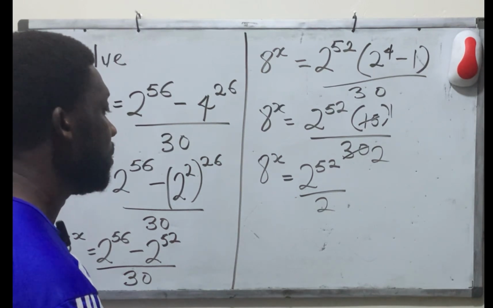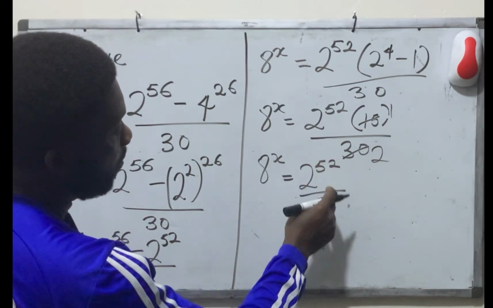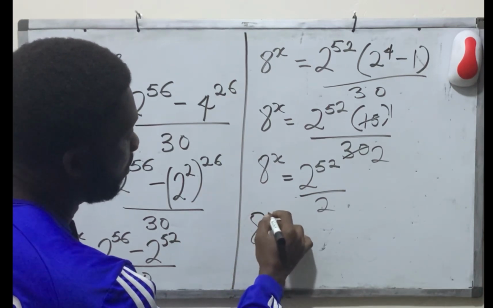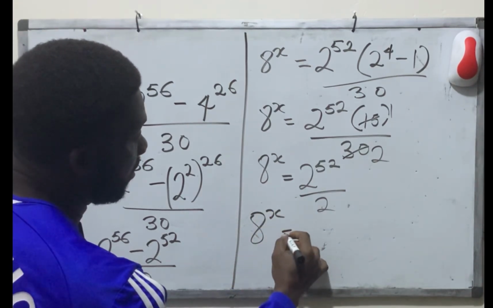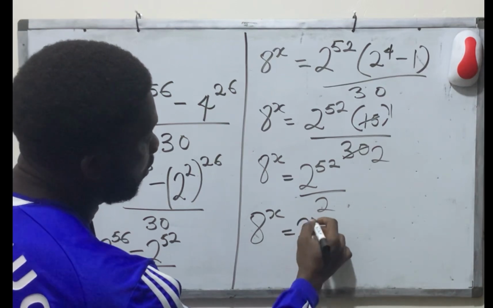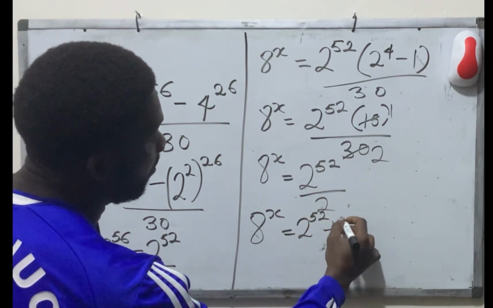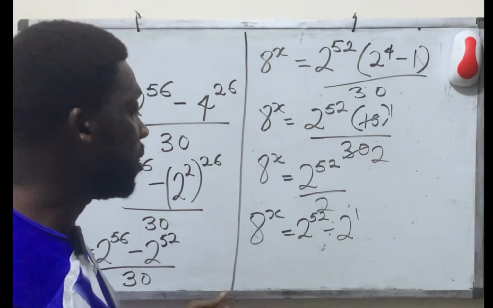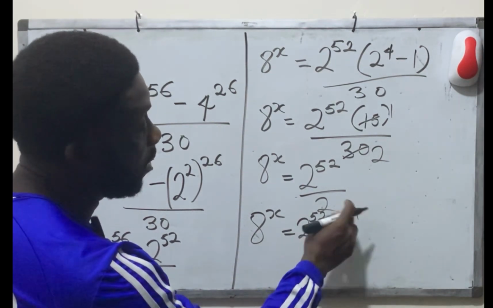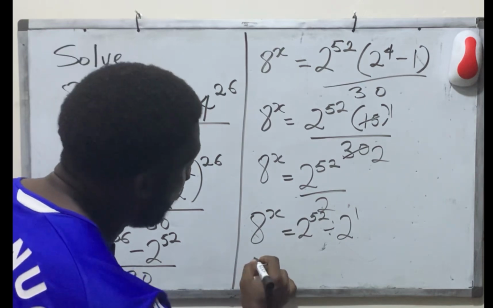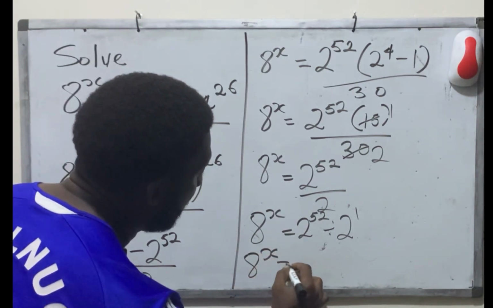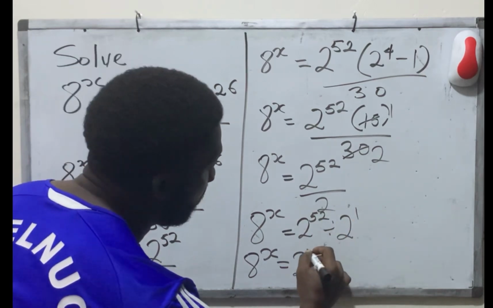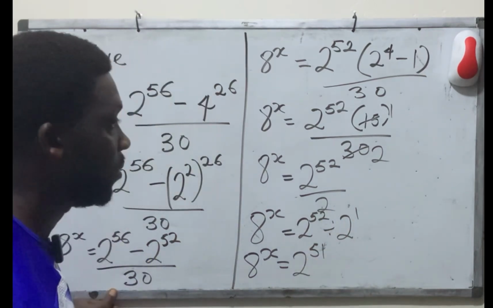Now let's just rewrite this. Therefore we have 8 raised to the power x is equal to 2 raised to the power 52 divided by 2 raised to the power 1. In the division law of indices, when we have the same base, we subtract the powers. So we have 8 raised to the power x is equal to 2, you take one of the 2, then 52 minus 1 is 51, raised to the power 51.